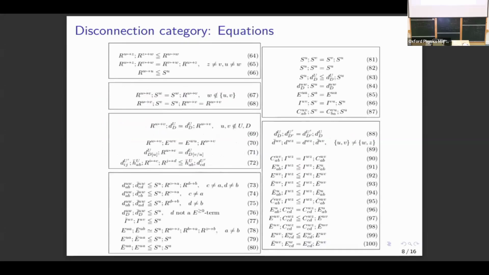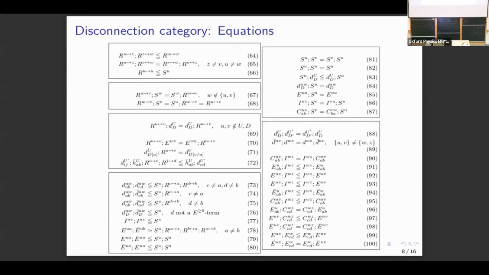Let me say very briefly something about these. Yeah, most of these are very intuitive. Like the renaming ones say that, okay, if you rename something to Z, then immediately rename Z to W, then that's just the same as immediately renaming U to W. That's just how renaming interacts with the rest of the structure. That's how renaming interacts with the different disconnection rules.